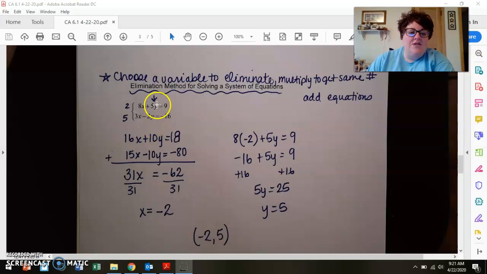Now, I chose to take this to 10, so that means the top needs to multiply by 2, the bottom needs to multiply by 5. Multiply all the way across, all the way across.